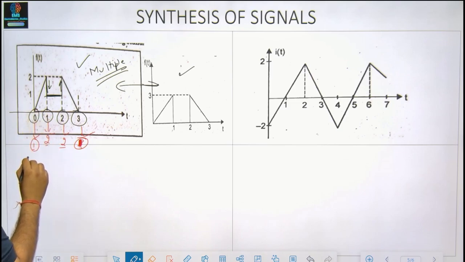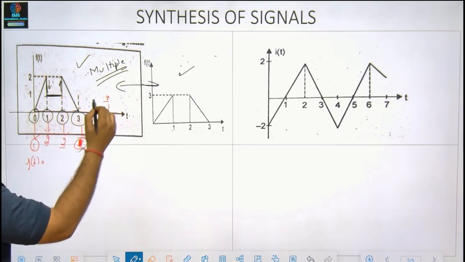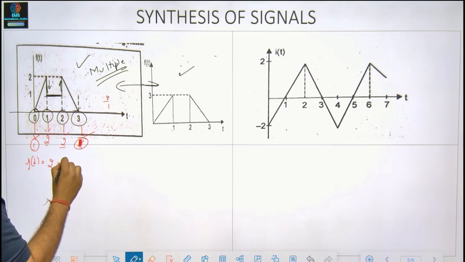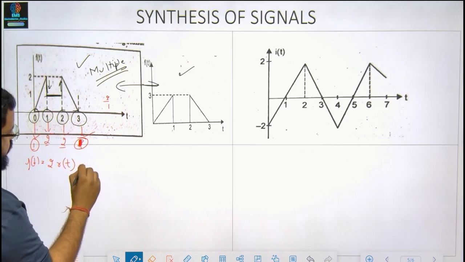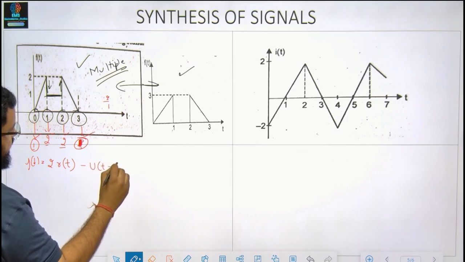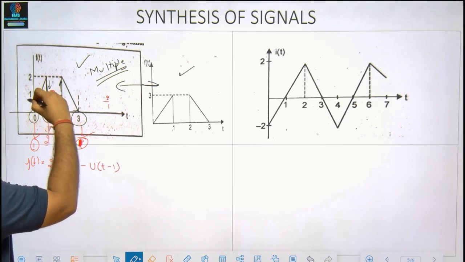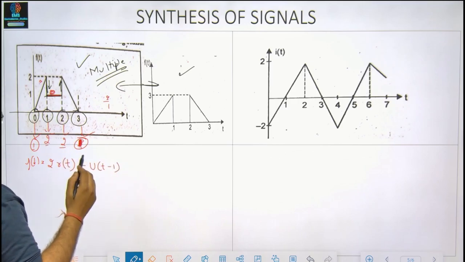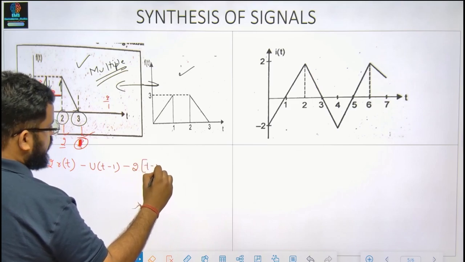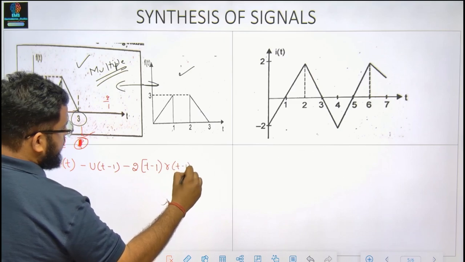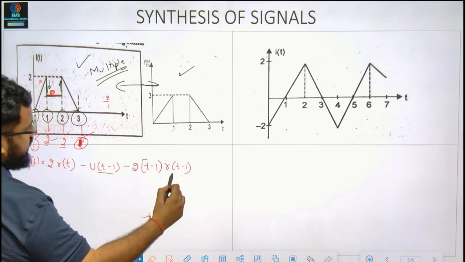At t equals 0, f(t) is rising, so there is a change of slope of 2, that is 2 r(t). At t equals 1, it dips by 1, so we have minus u(t minus 1). The slope is getting 0 here, where the slope was 2. So final slope minus the initial slope would be minus 2 r(t minus 1). So finally at t minus 1, I've got the two terms.